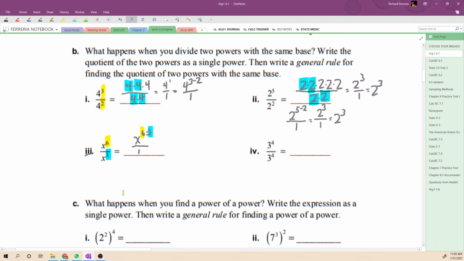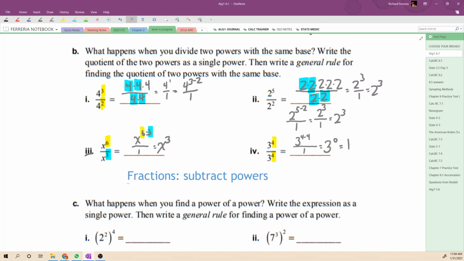We can express this as x to the 6 minus 3 power, which is just x to the 3rd power. This fourth one's kind of curious because we have 3 to the 4th power over 3 to the 4th power, which using my rule would just be 3 to the 4th power minus 4, which is 3 to the 0 power, or just 1. All of this leads me to that general rule: if you have fractions, then you're going to subtract the power.